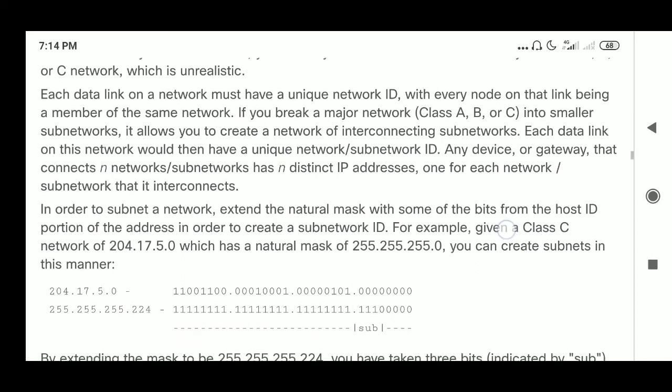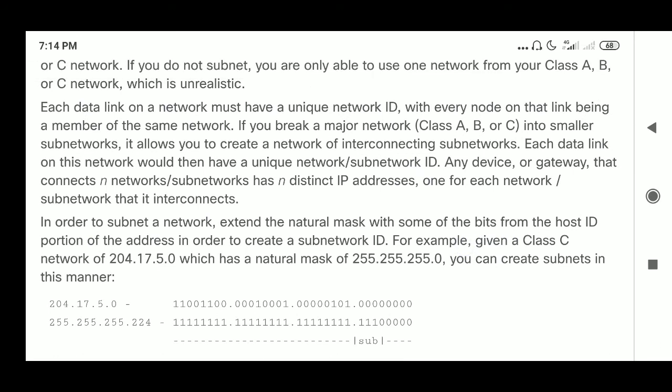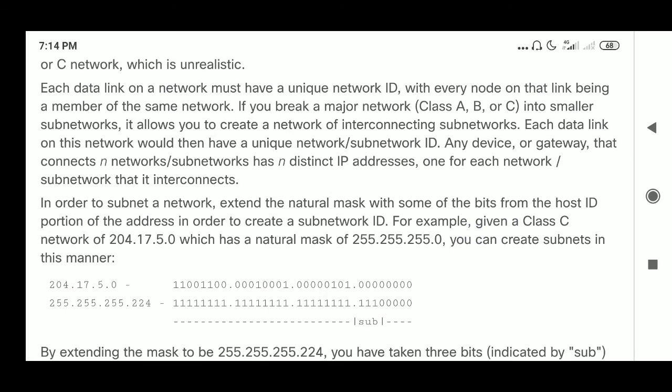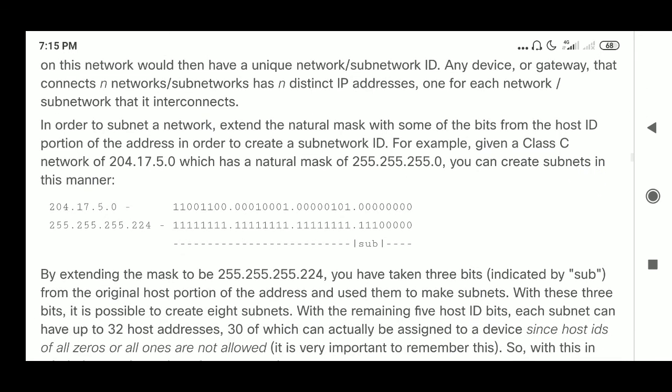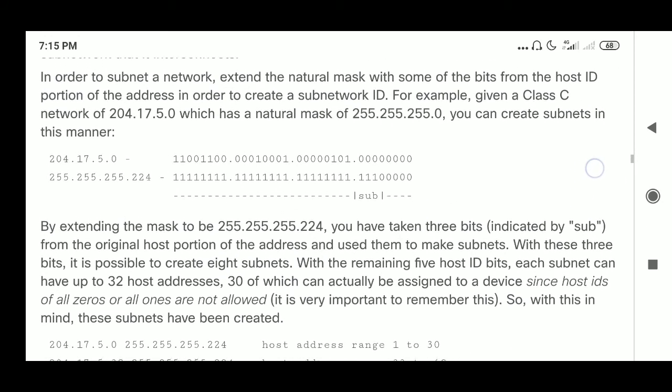Okay, so each data link or network must have a unique network ID, with every node on that link being a member of the same network. If you break a major network into smaller subnetworks, it allows you to create a network of interconnecting subnetworks. Each data link on this network would then have a unique subnetwork ID. Any device or gateway that connects a network or subnetwork has n distinct IP addresses, one for each network or subnetwork that it interconnects.